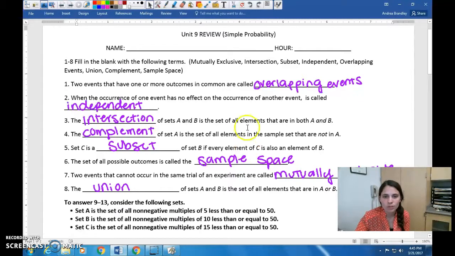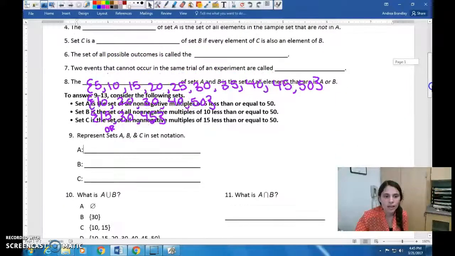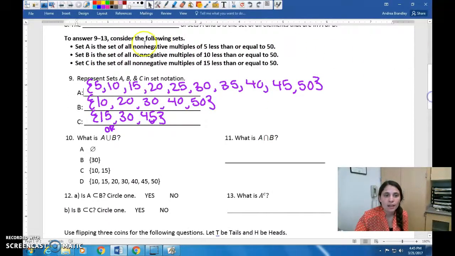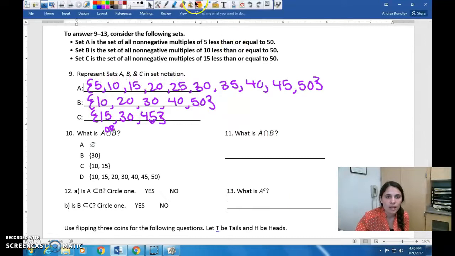So if you are writing them down, go ahead and pause the video and write them down and then hit play when you're finished. And then we're moving on to finding different sets. So I've gone ahead and written these out in advance as well. So set A is a set of all non-negative multiples of 5. So I've gone ahead and written out all the multiples of 5, and then set B is the multiples of 10, and set C is the multiples of 15. So we kind of make it line up. So we've gone ahead and written out all of our sets as they're described up here.